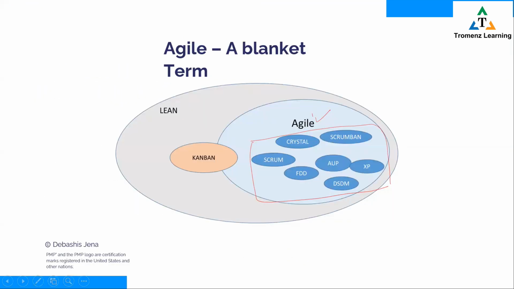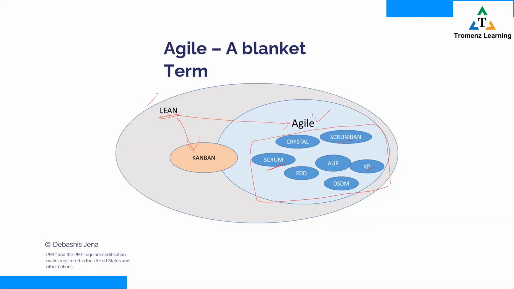Scrum is a very popular one. There are XP, Scrum Ban, and others. So Agile is an umbrella term used for them. First takeaway. And look at the bigger picture now. There's something called Lean, something called Kanban also. Kanban and Agile are subsets of Lean thinking.